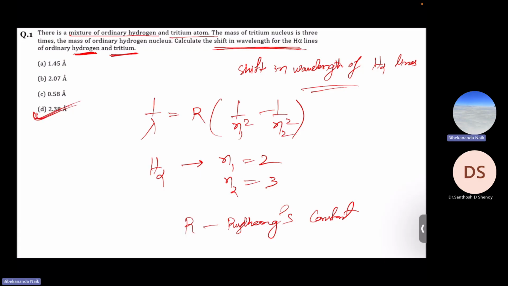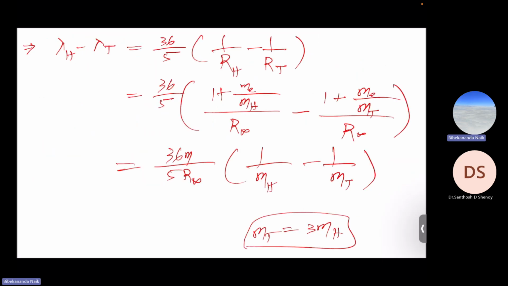So why will there be a shift? Because the mass of hydrogen and mass of tritium nucleus are different, and if you consider the finite mass of nucleus, then there will be a shift in the spectral line because the Rydberg constant values will be different for hydrogen and tritium. I hope this is clear to you.